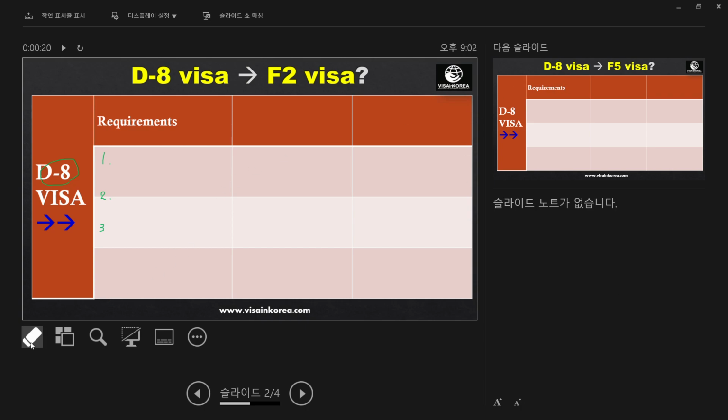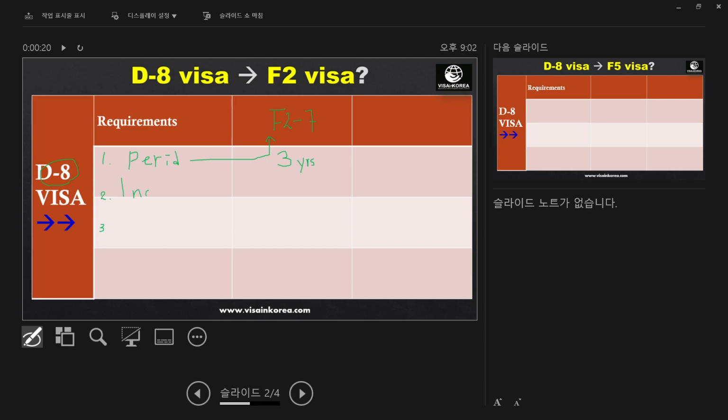So what is the next visa? The next visa is the F-27 visa, right? The first one is that a period is required. So what is the period? D-8 visa to F-27, right? This is very important, and you need to wait 3 years.